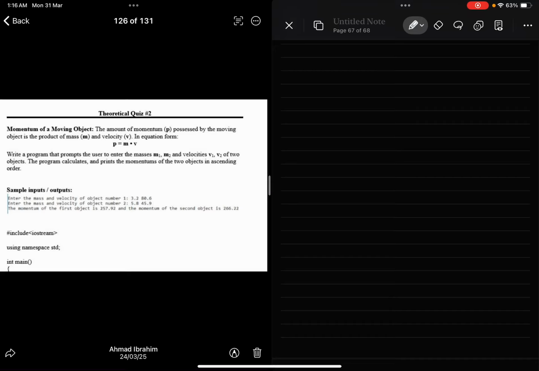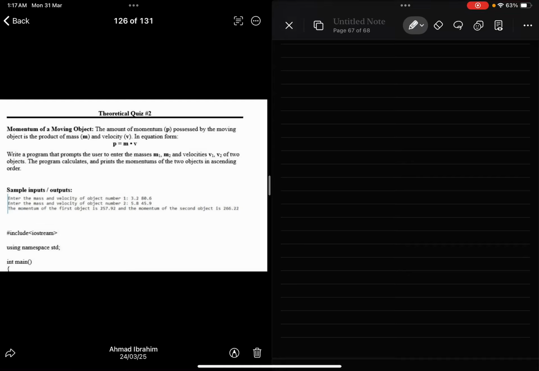So this is part 3. Momentum of a moving object. The amount of momentum P possessed by the moving object is the product of mass m and velocity v. And we have the equation P equals m times v.